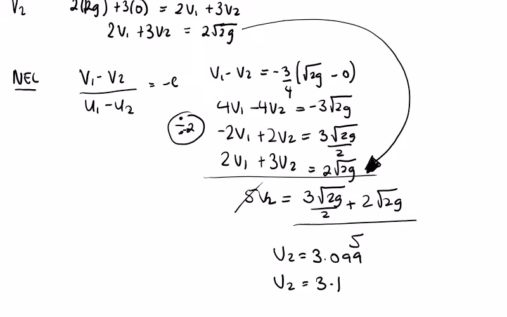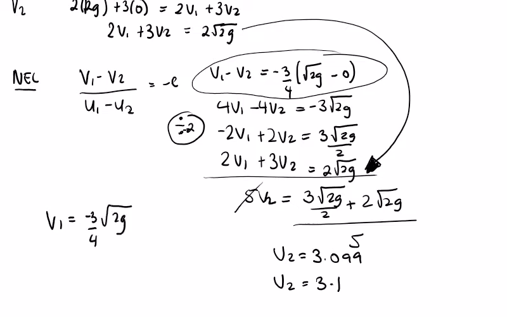Then to get v1, we have this equation here that just has v1 in it. So v1 is equal to minus 3 over 4 by the square root of 2g plus v2, which is 3.1. Typing this into a calculator gives me minus 0.22, and putting my units in, meters per second. So that's v1 and v2.